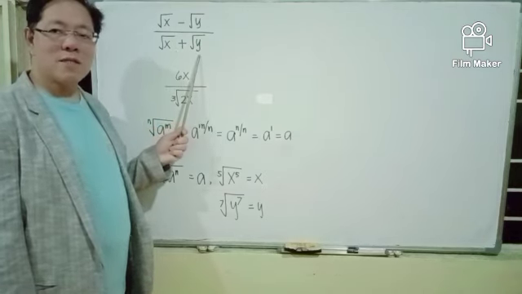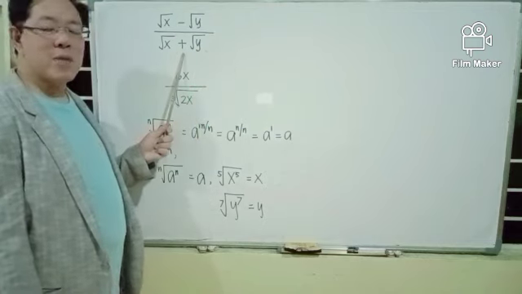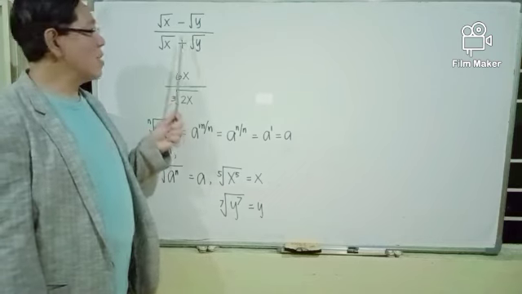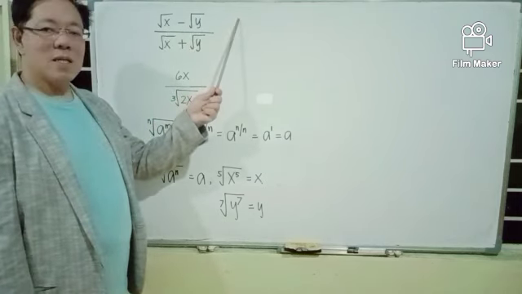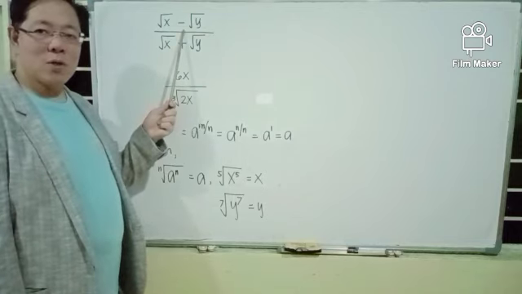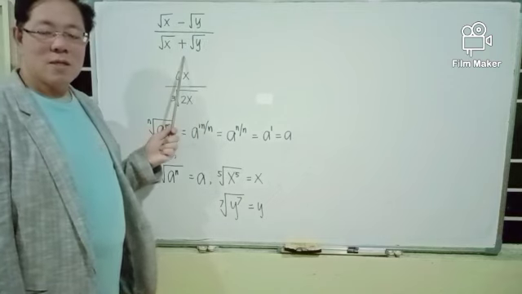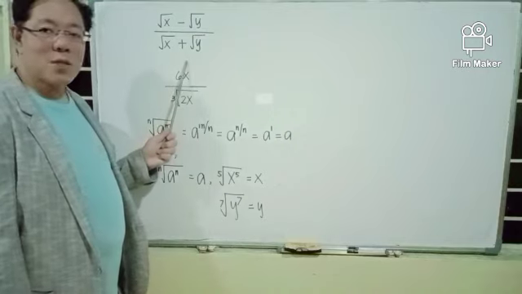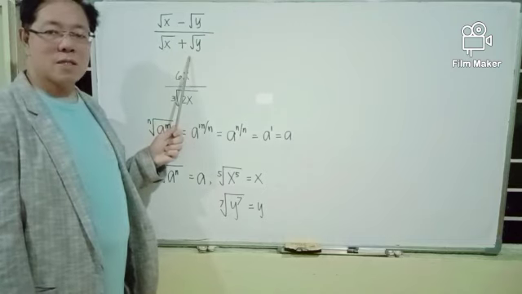And to rationalize this denominator, we have to multiply the numerator and denominator by the conjugate of the denominator, which is square root of x minus square root of y. We can also rationalize the numerator, square root of x minus square root of y, by multiplying the numerator and denominator by the conjugate of the numerator, which is square root of x plus square root of y. And we had examples similar to this in the last lesson, where the numerator or the denominator is a sum of two radical expressions with the same index 2.